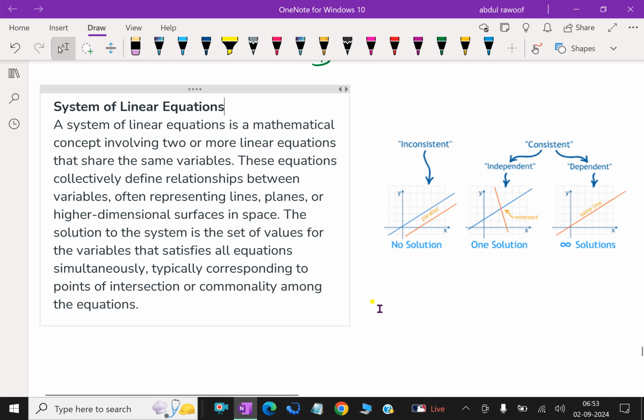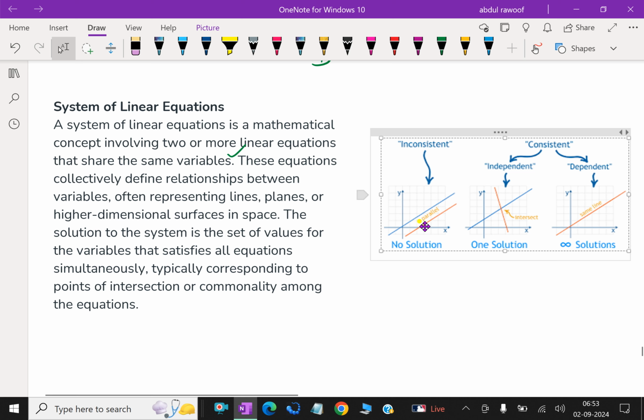Next one, what is a system of linear equations? A system of linear equations is a mathematical concept involving two or more linear equations that share the same variables. These equations collectively define a relationship between variables, often representing lines, planes, or higher dimensional surfaces in space. The solution of the system is the set of values for the variables that satisfies all equations simultaneously, typically corresponding to points of intersection or commonality among the equations.